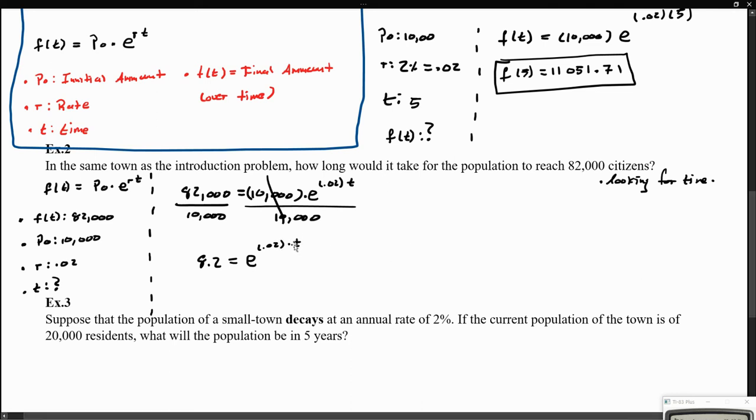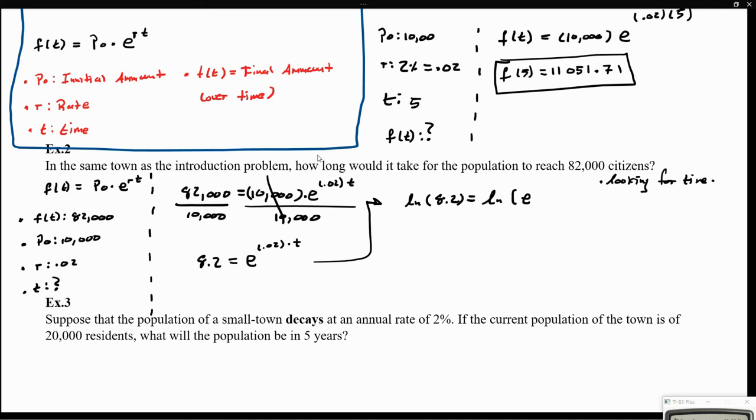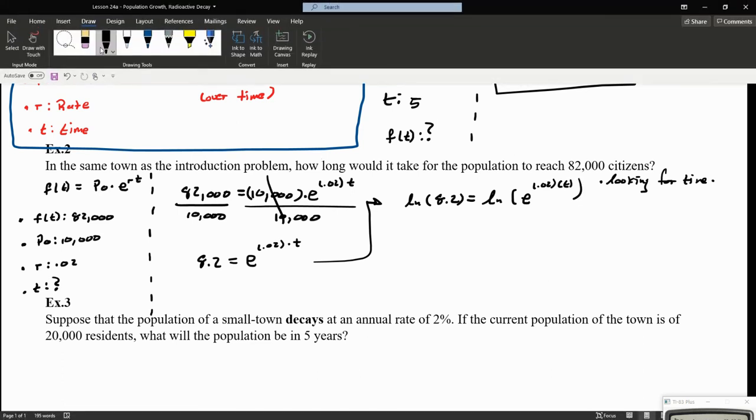In order to solve for t, I need to get rid of the Euler number. Notice that I can accomplish that by taking the ln of both sides. So now I have ln of 8.2 equals ln of e to the 0.02 times t. Let me just erase what's on the right hand side here.